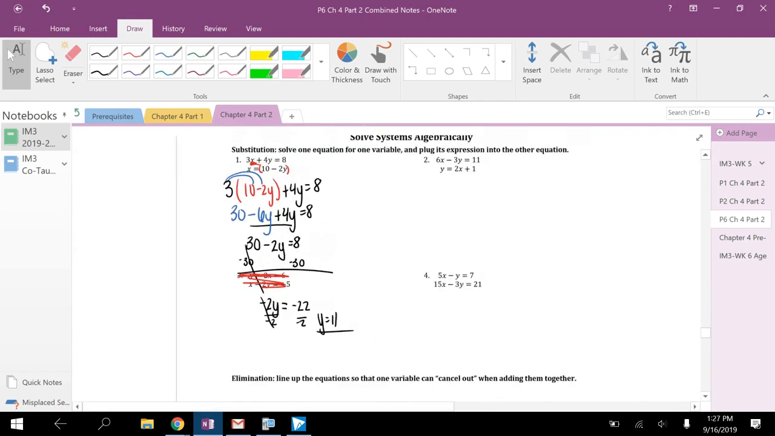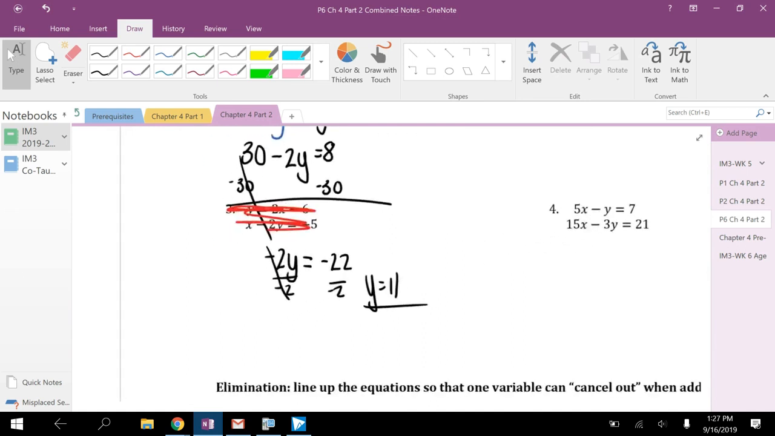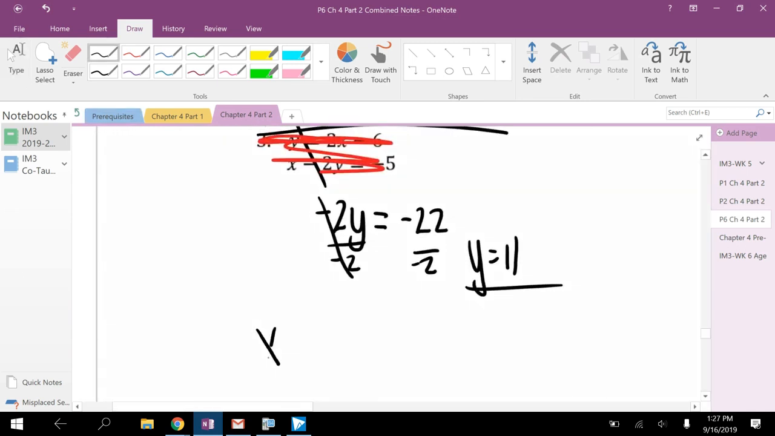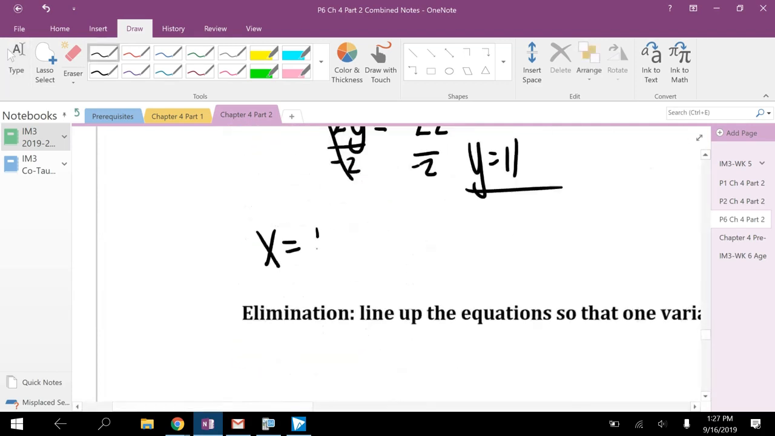Okay, but this is the easy part right here, where you just go ahead and plug it into one. I don't care which one you choose, but I would always recommend using the one that has the x equals or the y equals. So all we're going to do is plug that in. So I have x is equal to, what do we have up here? 10 minus 2 parentheses y. So that 11 is being plugged in here to find out what x is. And what is x then, when you plug in your calculator or use your brains?